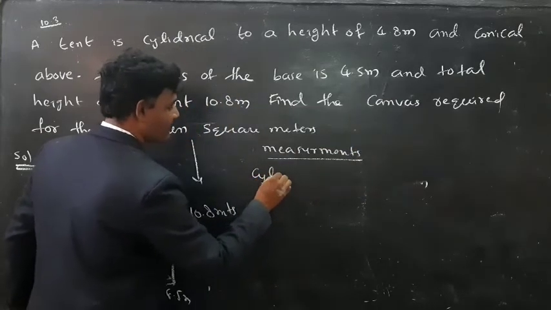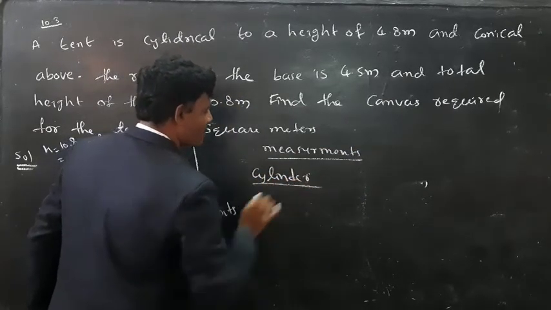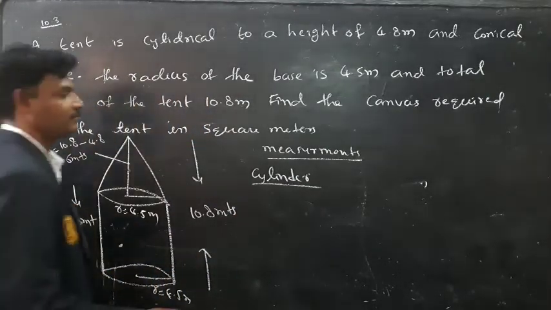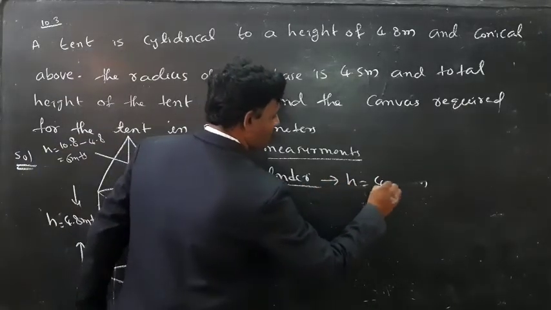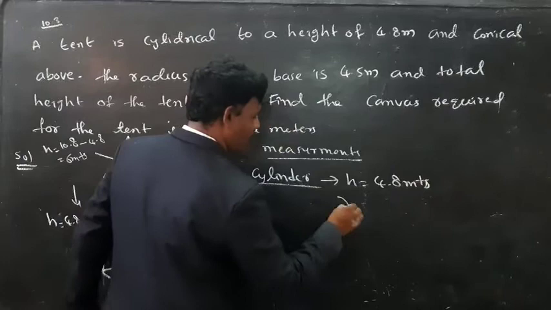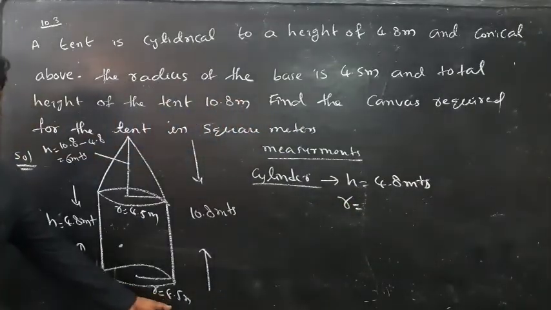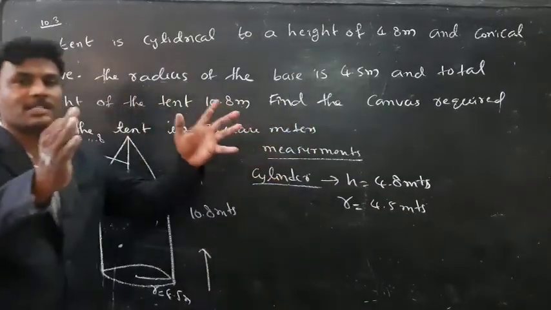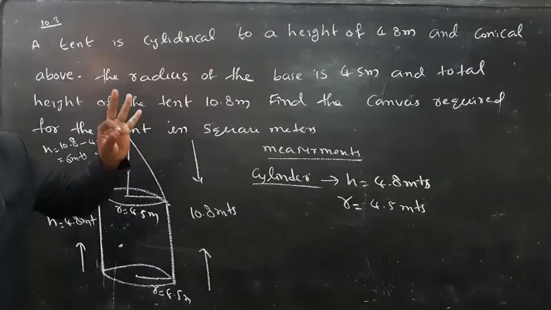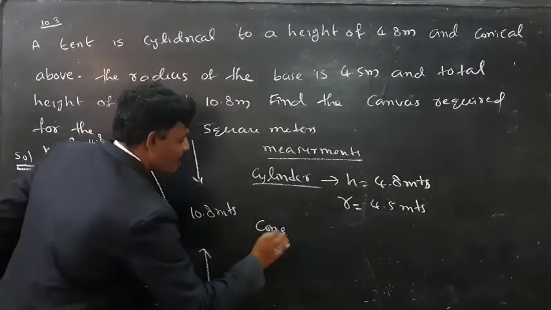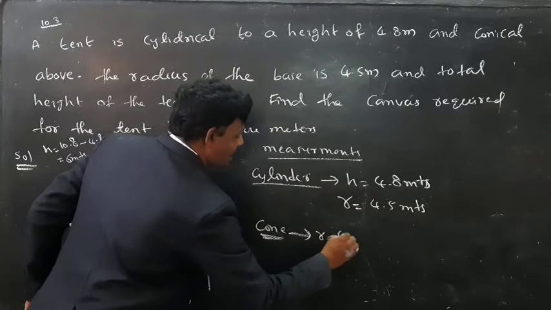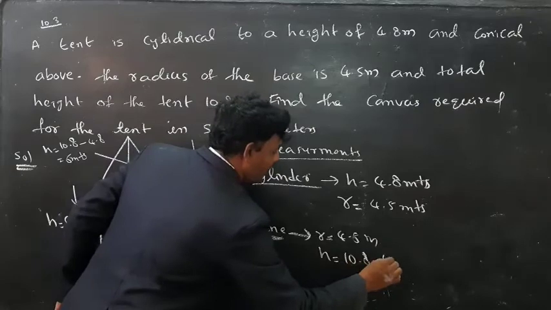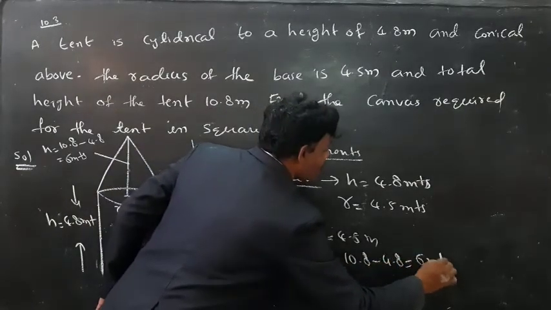First of all, the cylinder. In the cylindrical portion, what is the height of the cylinder? 4.8 meters. H is equal to 4.8 meters and the radius is 4.5 meters. Now the measurements of the cylinder are completed. Next I need the measurements of the cone. What is the radius here? The same 4.5 meters. And the height of the cone is nothing but 10.8 minus 4.8, which is equal to 6 meters.